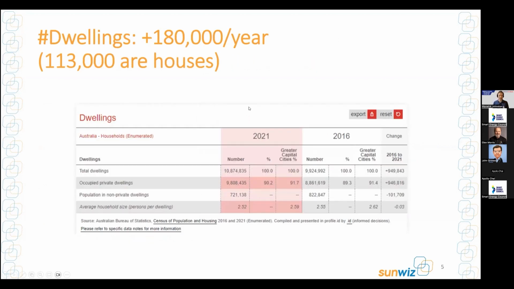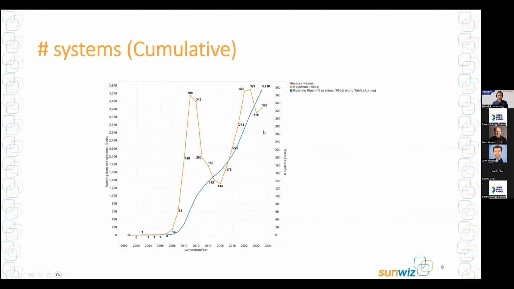I am showing this slide just as a marker to say the number of dwellings installed in Australia each year is about 180,000 dwellings built, and of that about 113,000 are houses. So that's what is being added to our building stock each year. But at the same time, we are installing 300,000 new systems each year. Seen there in the orange line, the number of new PV systems installed. And for those of you who are interested, we're currently sitting at 3.7 million installations across the country.